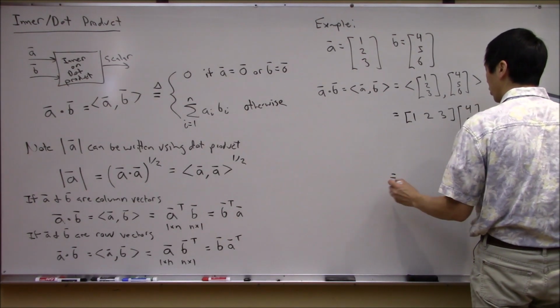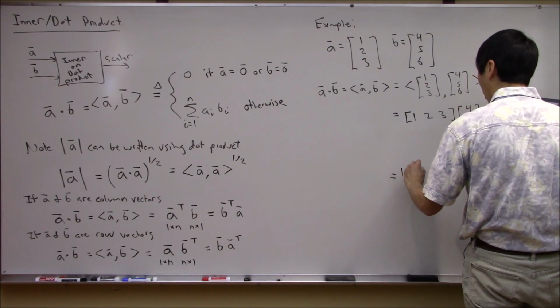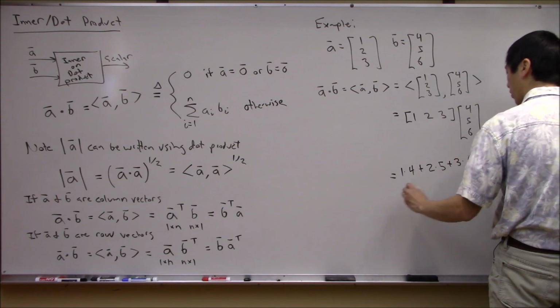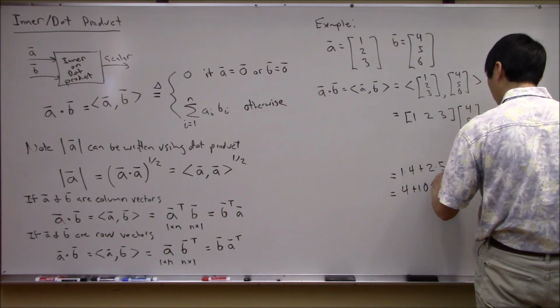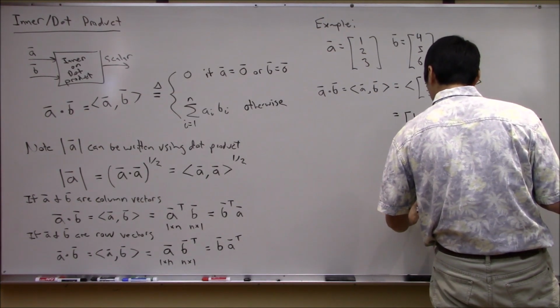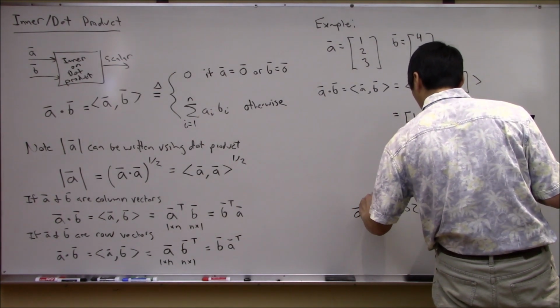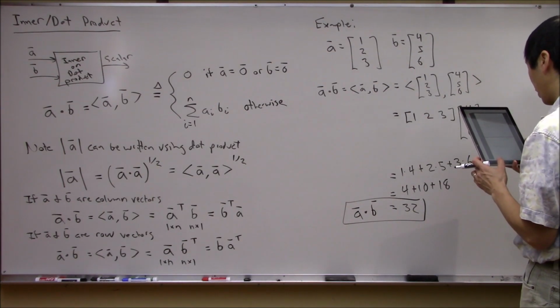Now just do the matrix multiplication. You end up with 1 times 4 plus 2 times 5 plus 3 times 6. So this is 4 plus 10 plus 18. You work this out and you get 32. So there you go. The inner product or the dot product of A and B in this case is just a number, a scalar number, 32.